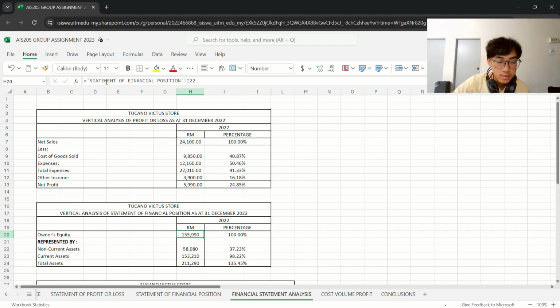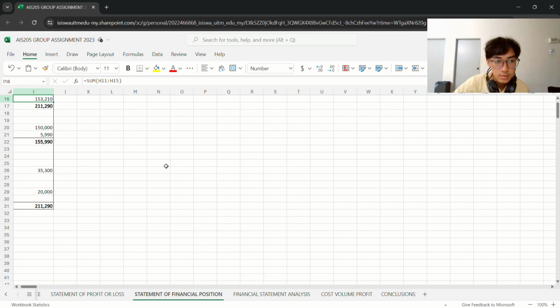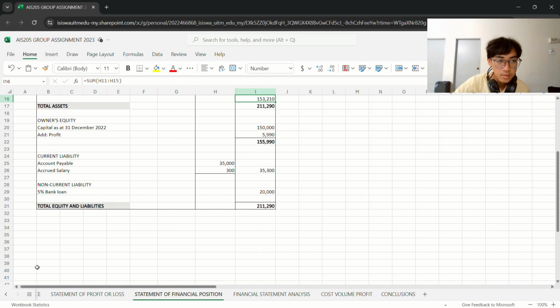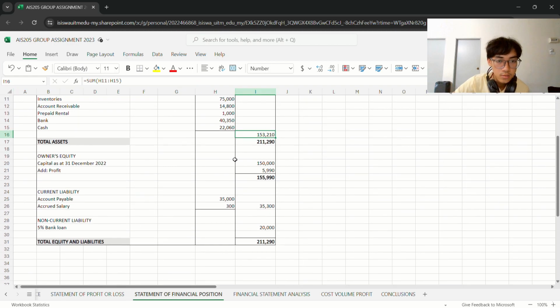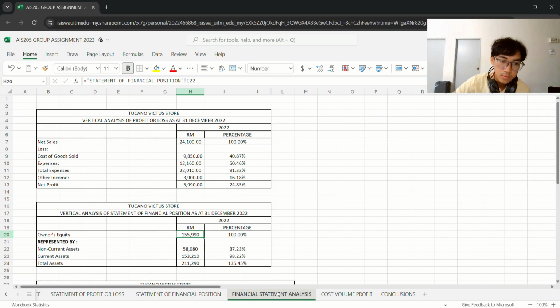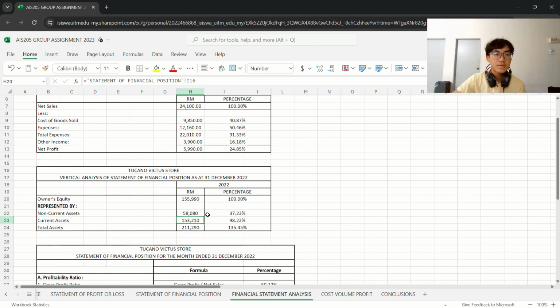First, we write the equals sign and then go to the statement of financial position. And then we find the owner's equity sale, which is I-22 sale. And then we click enter. And the amount will automatically appear in the cell. Same with the other items in the statement, like non-current asset and total asset.